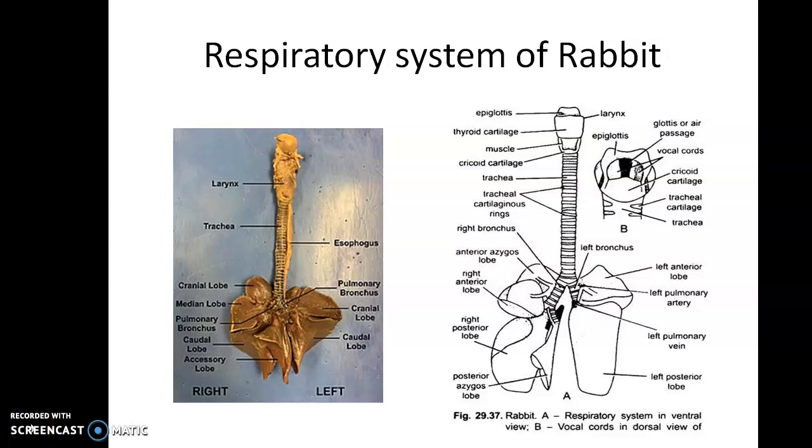The respiratory system of rabbit. It includes a pair of lungs and an air tract which leads to it. The air passage consists of external nostrils, nasal cavity, internal nostrils, nasopharynx, glottis, larynx, trachea, bronchi.